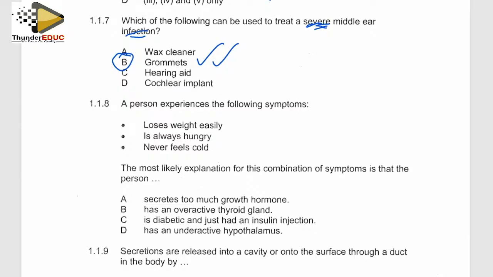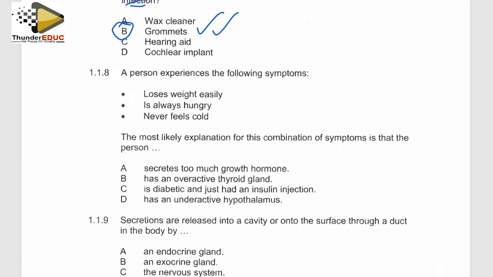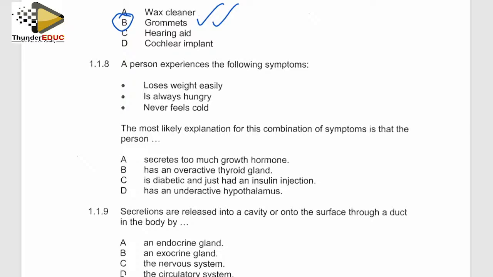The person experiences the following symptoms: loses weight easily, is always hungry, never feels cold. The most likely explanation of this combination of symptoms is that the person secretes too much growth hormone? No. Has an overactive thyroid gland? Probably. Is diabetic? No. Has an underactive thyroid? No. B becomes the most correct answer.